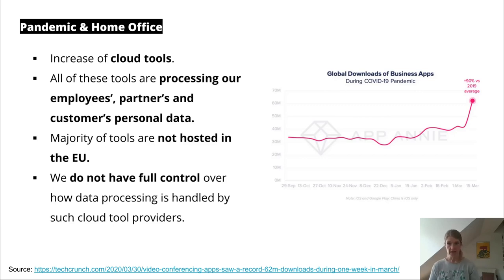So what is the current situation? If you're looking at the graph on the right side, there is a slight overview of the time from September last year to March this year. And it shows how many business apps have been downloaded during that time. And you can see it's pretty stable until March. And in mid-March, around 90% more business apps have been downloaded than the average amount of downloads before. That's quite a lot, and I can totally relate to that.